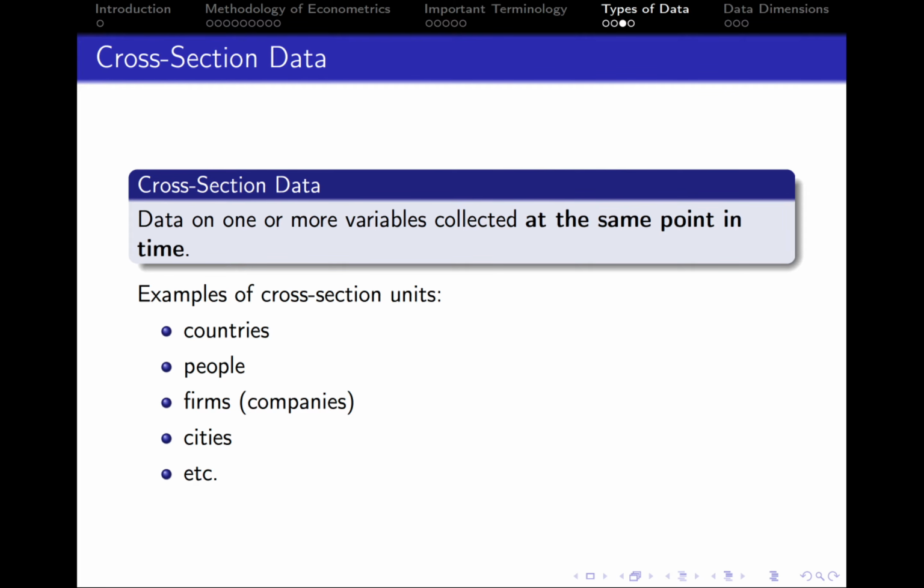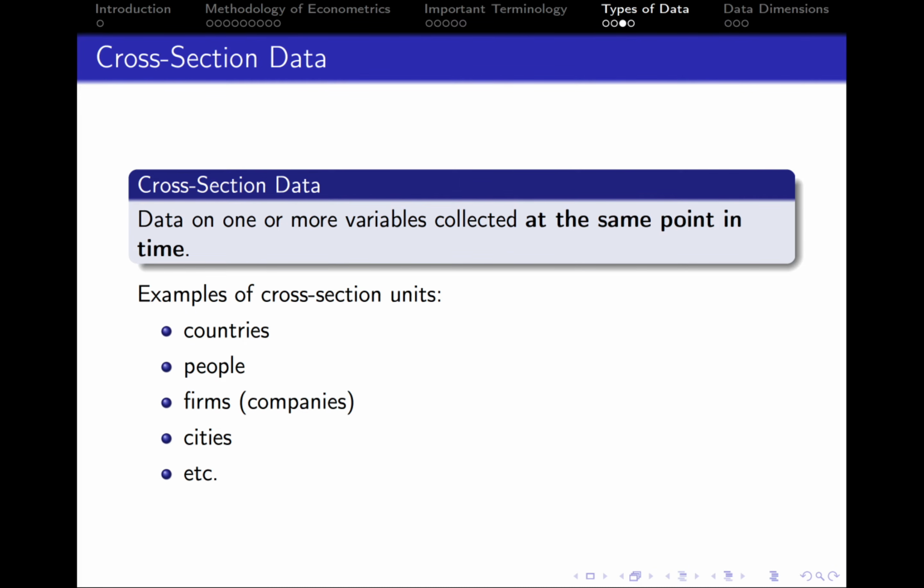The second type of data, cross-section data, this is data again on one or more variables collected at the same point in time. For example, we can take the year of 2020 and take a group of countries, let's say European Union countries, and just collect the data on their GDP in 2020. So country is one example of cross-section units, but here I've mentioned some more, like people are also cross-sectional units, firms, companies, cities, etc.